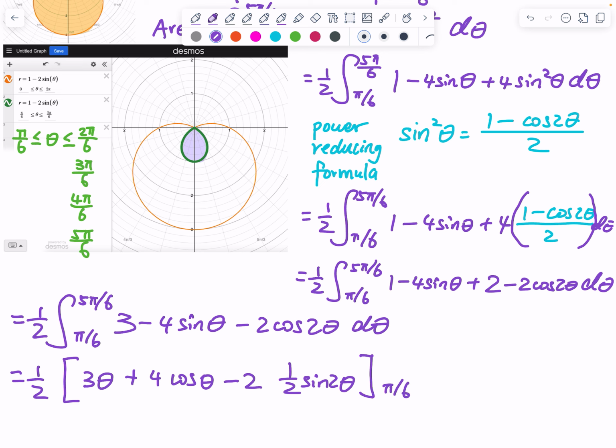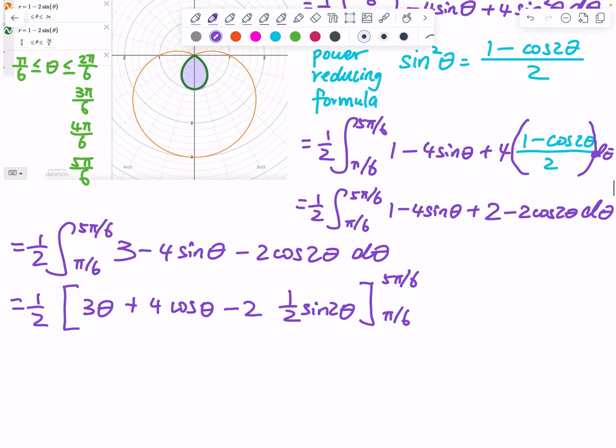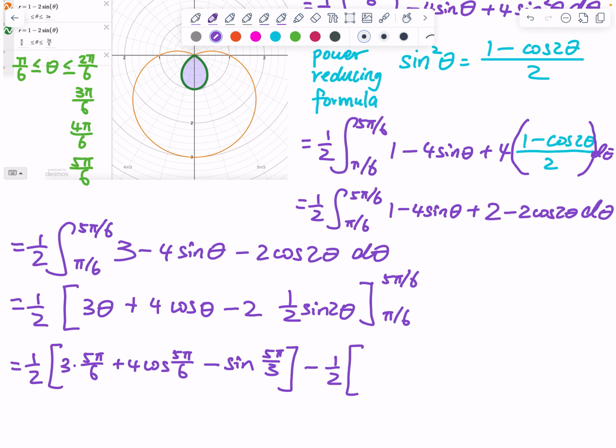Lower limit, upper limit, and then we are ready to do a plug-in. Okay, this is 1/2, and then I have 3 times 5 pi over 6, and then plus 4 cosine 5 pi over 6 minus sine 2 times 5 pi over 6, that will be 5 pi over 3. Okay, upper limit is done, minus, 3 times pi over 6, and then plus 4 cosine pi over 6 minus sine 2 times pi over 6, that will be pi over 3.